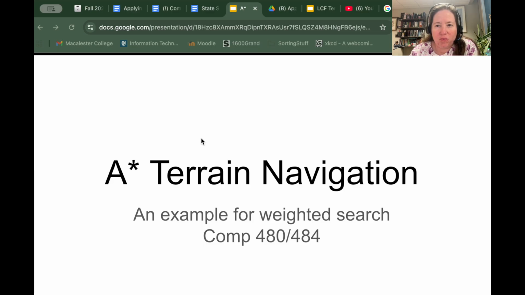All right, we're ready to look at our example of A star. I will say this is a long set of slides. I'm not going to go through each one individually, but you can ask me for a copy of the slides if you would like to look at them more closely.